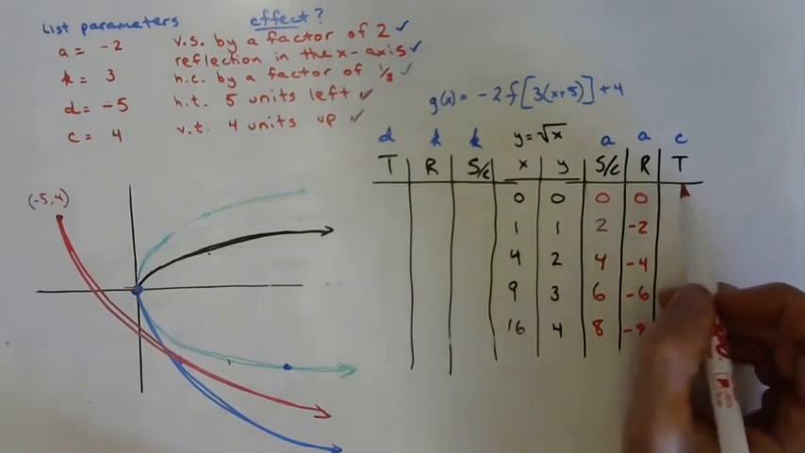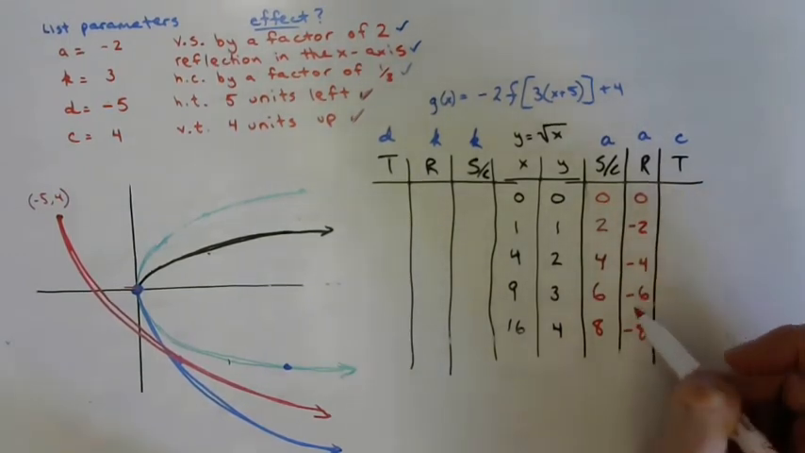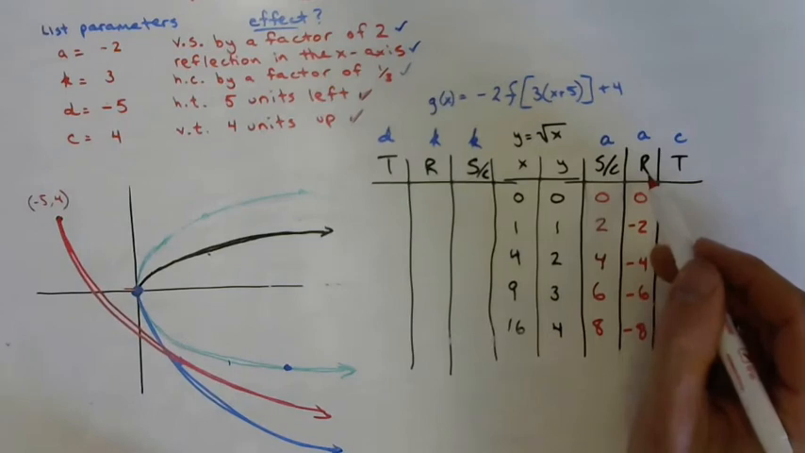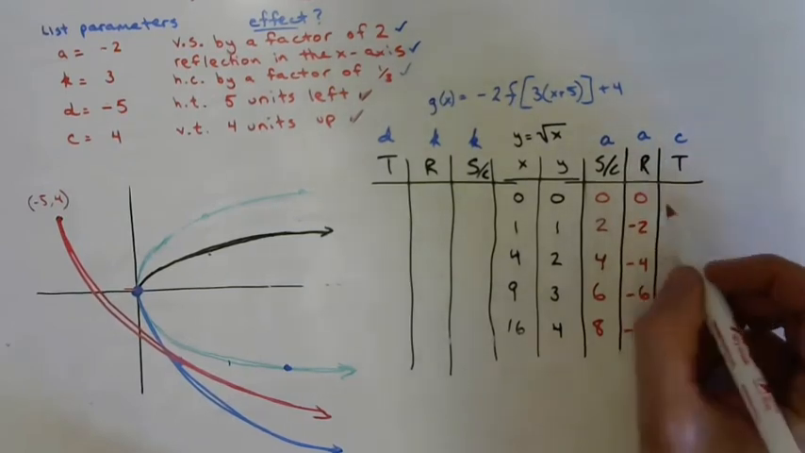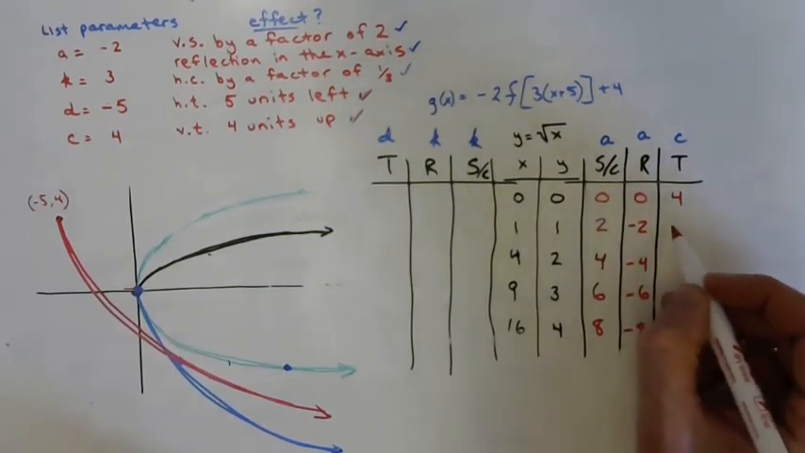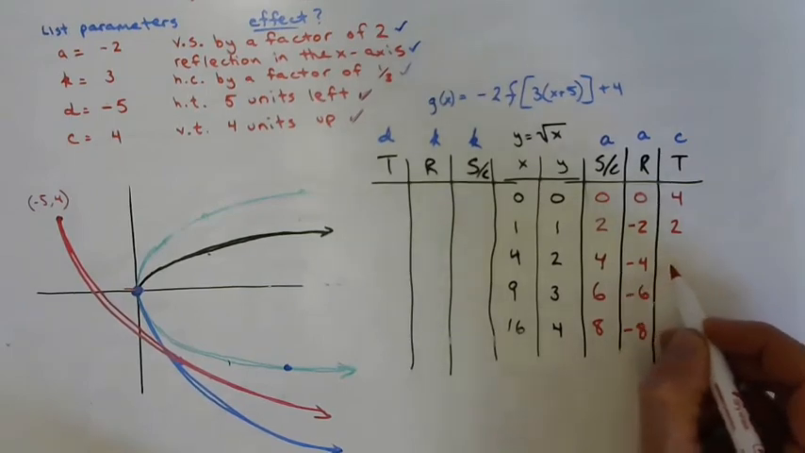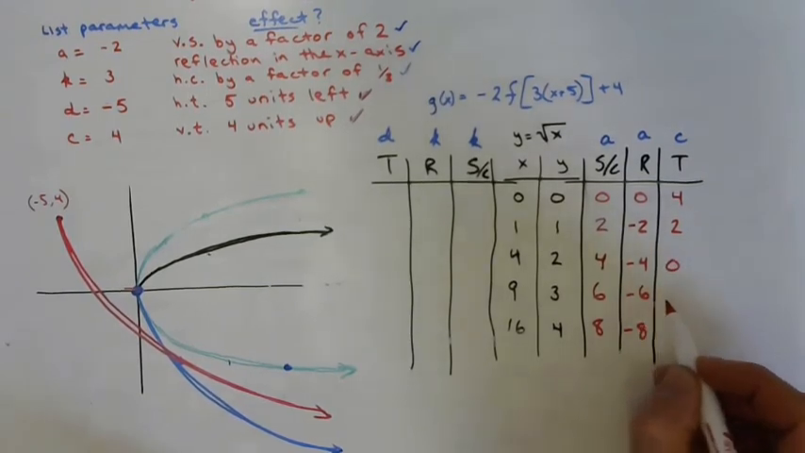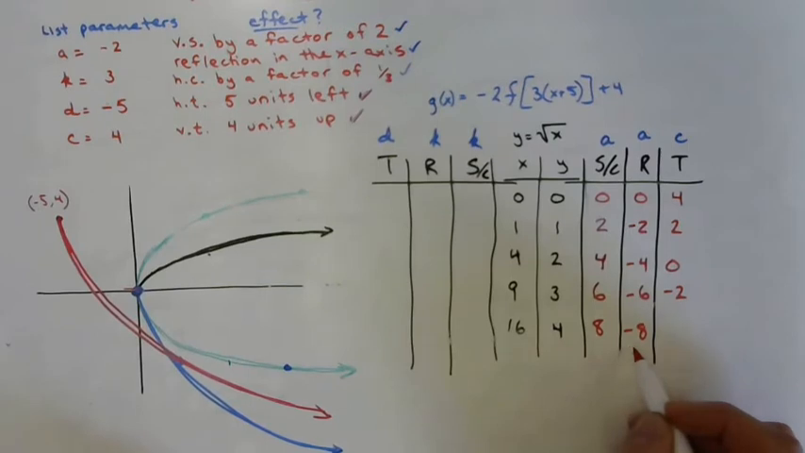Vertical translation, we're going to go up 4. So any coordinate that I have here after performing my vertical reflection, I'm going to add 4 to it. 0 plus 4 is 4. -2 plus 4 is +2. -4 plus 4 is 0. -6 plus 4 is -2. -8 plus 4 is -4.